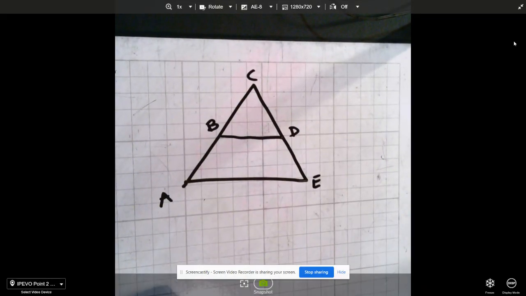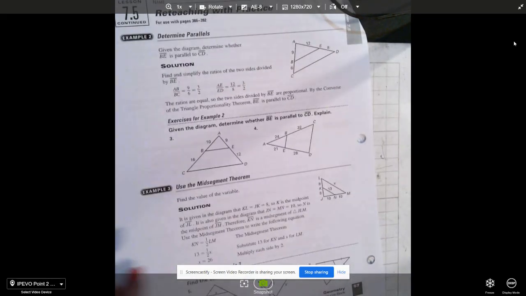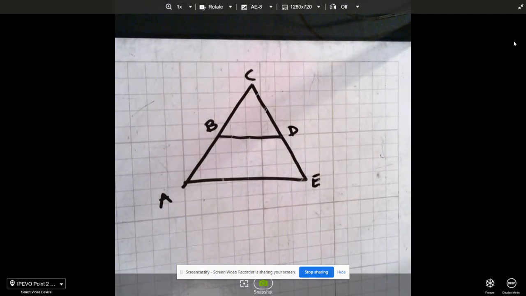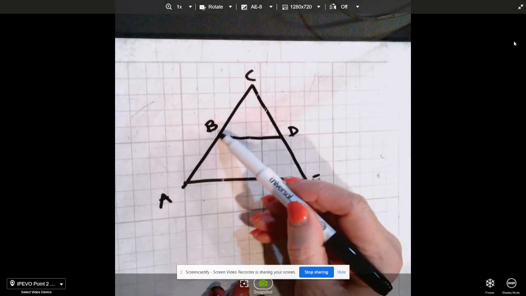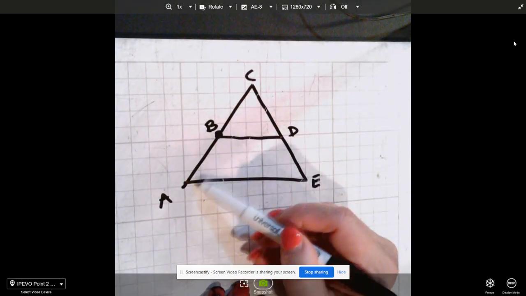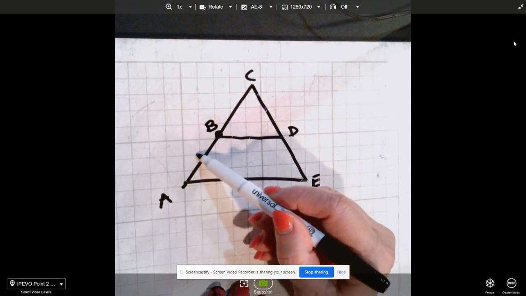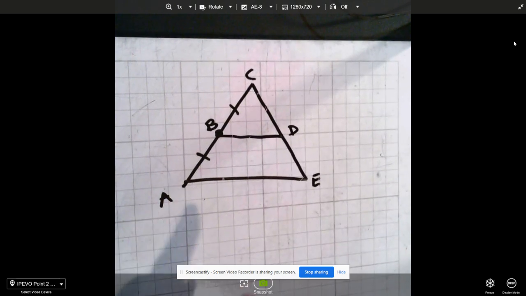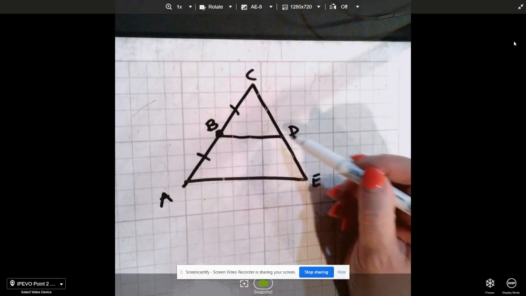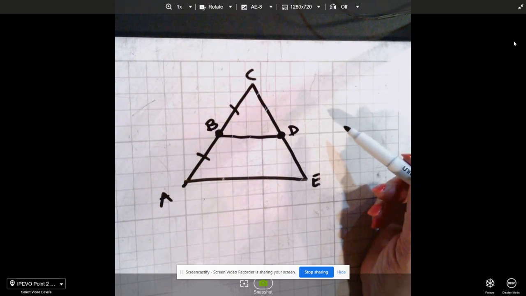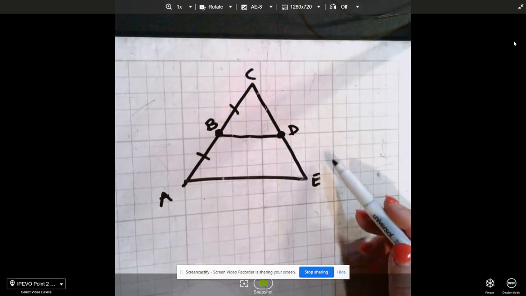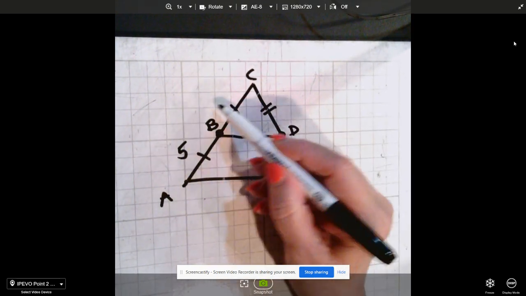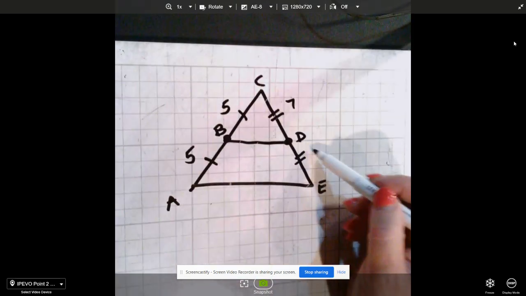All right, so now we're going to talk in 7.5 about the mid-segment theorem. What the mid-segment theorem says is that if you have a triangle and this point B is the middle of this section, so for instance, AB is congruent to BC, so that point B is the middle of that segment. And this particular one here, D, is also the midpoint of CE. So this is congruent to this. So maybe this is 5 and this is 5, but this might be 7 and this is 7.